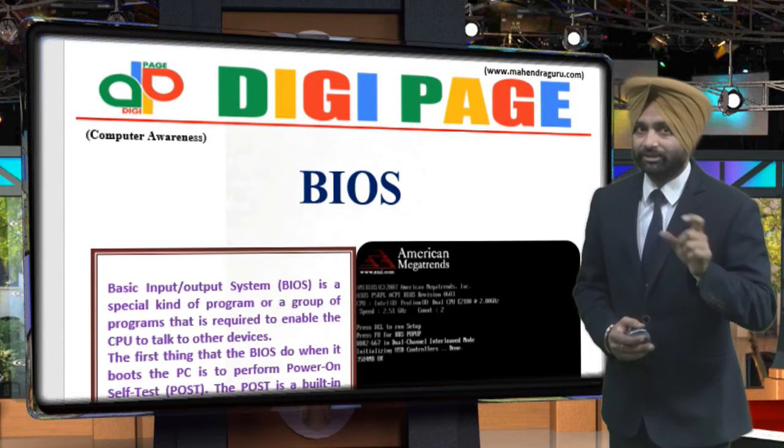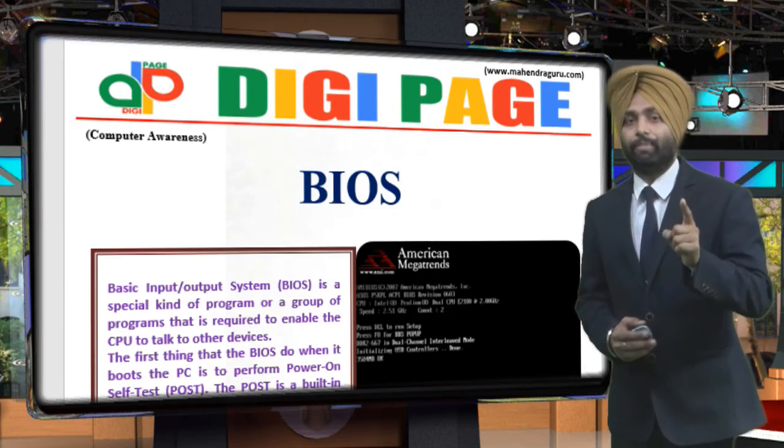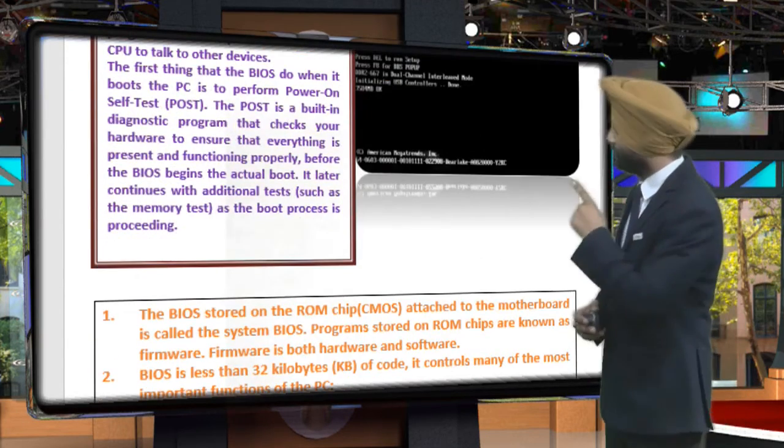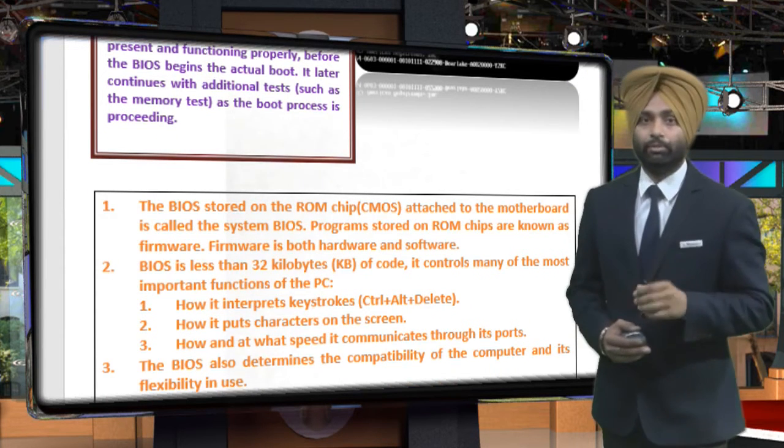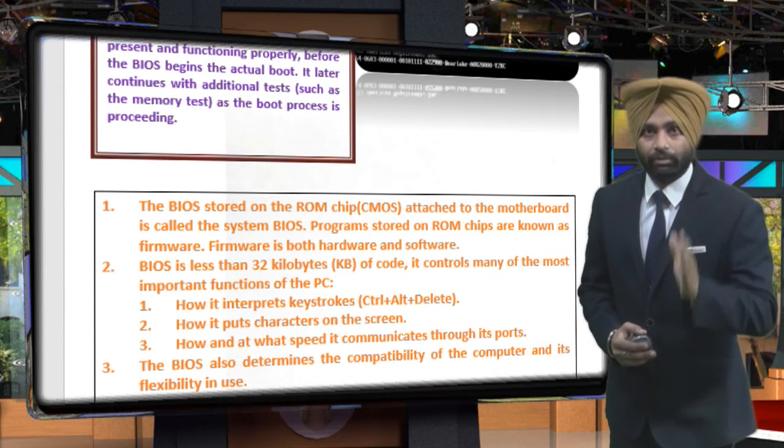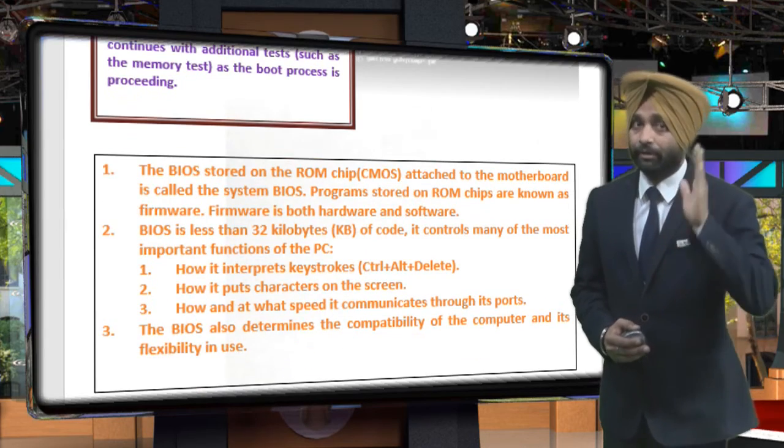What is the maximum size of BIOS? The maximum size of BIOS, we can all see here, is 32 kilobytes. 32 kilobytes is the maximum size of BIOS.